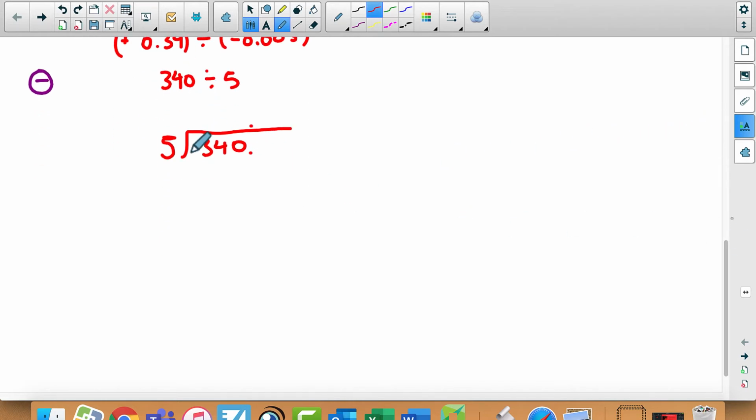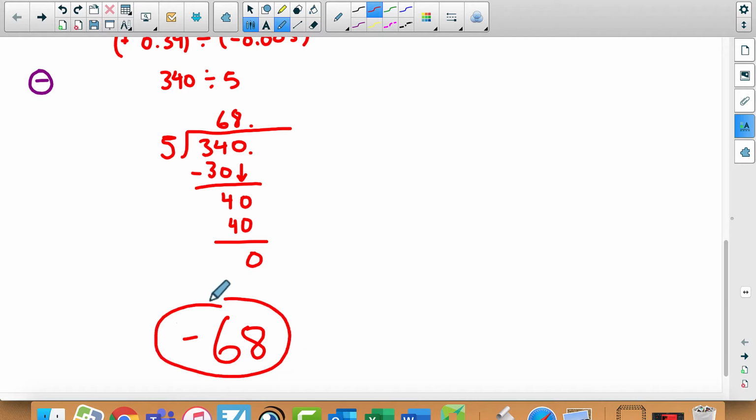Wish I'd made this harder, actually. 5 goes into 3? No. 5 goes into 34? Yes, 6 times. 6 times 5 is 30. Subtract, 4 left over. Bring down the 0, and 5 goes into 40 8 times. 8 times 5 is 40. Subtract to get 0. We did it. Our answer is 68. But remember, we said it would be negative.